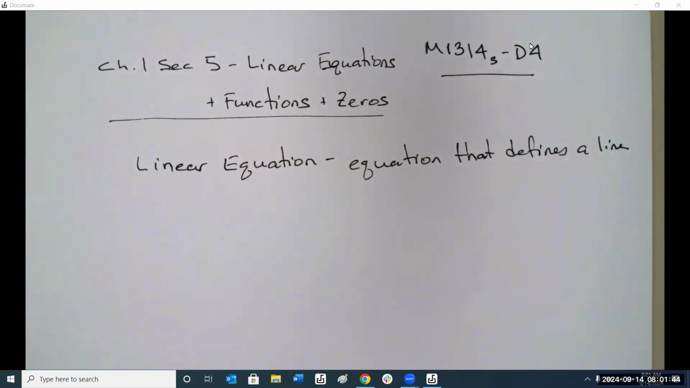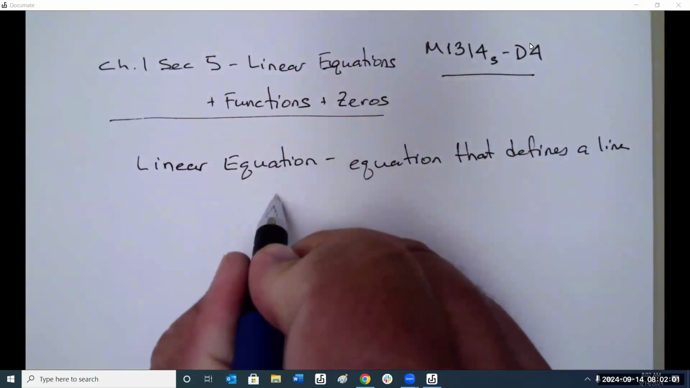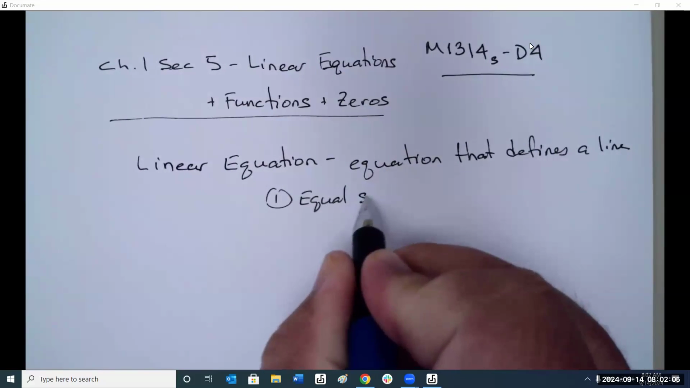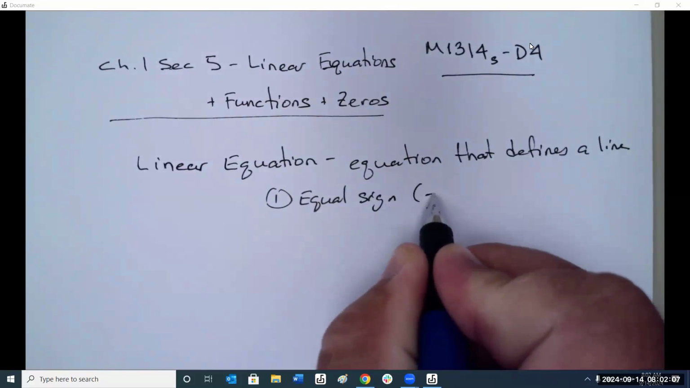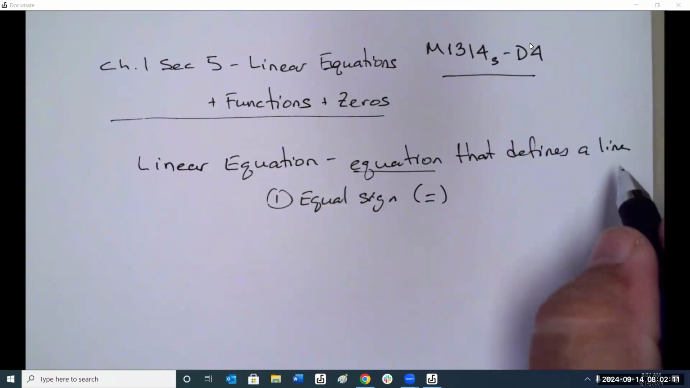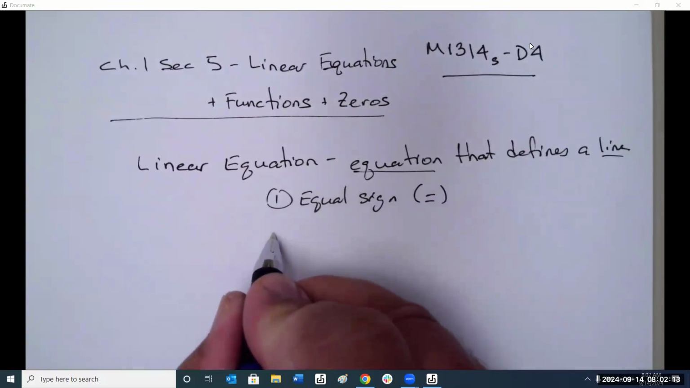Now, looking at it, how can we tell it's an equation of a line? There are two things we look for. Very good, very good. That's the first one, because it has to be an equation. And then how do we know it's going to be that of a line?